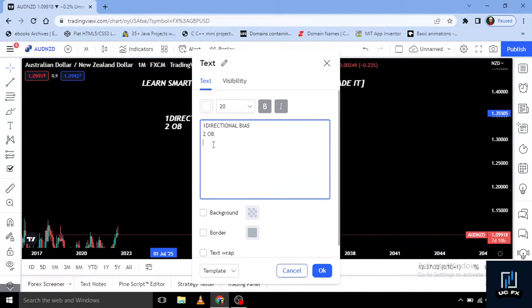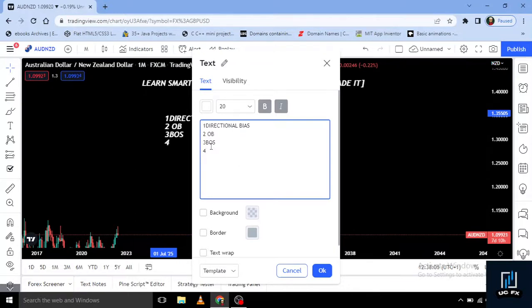Then number 3 stuff you're going to be looking out for in this list is break of structure. After you must have found your order block, you need to look for break of structure after the formation of the order block. So you're going to be looking for break of structure. You mark it as the BOS. Sorry, number 3, BOS.